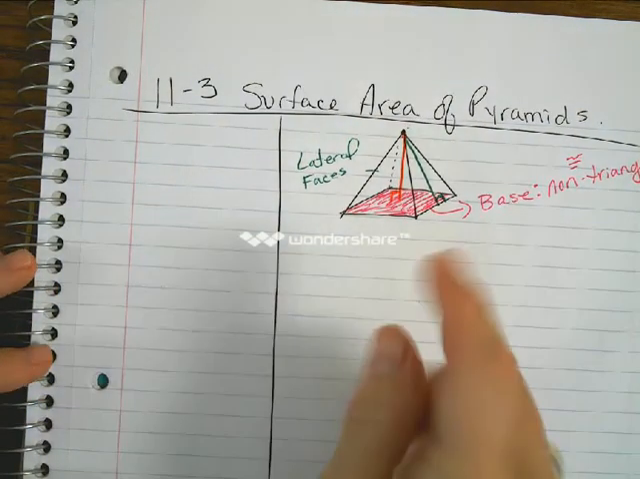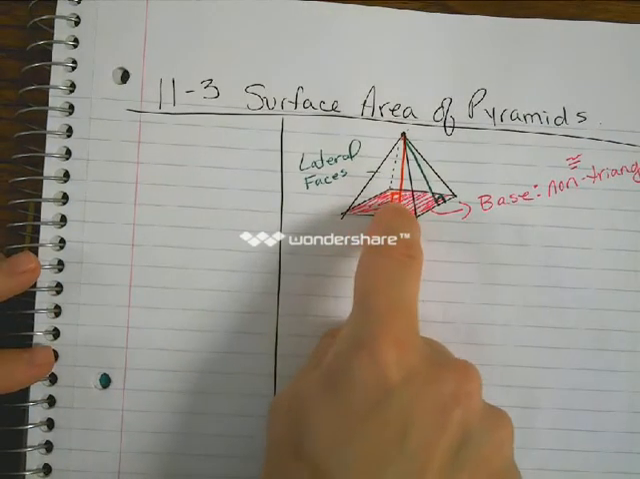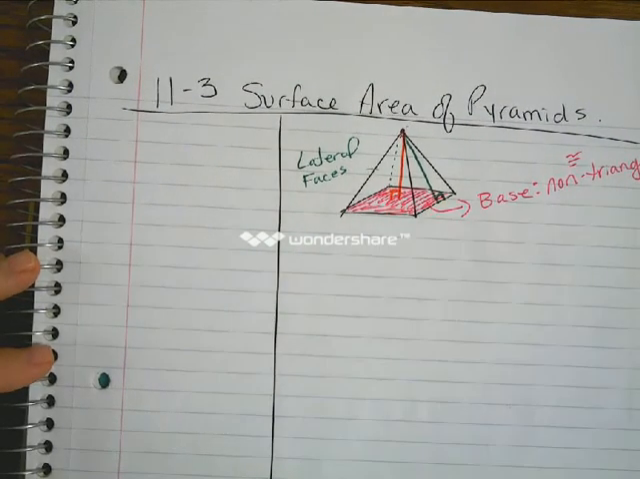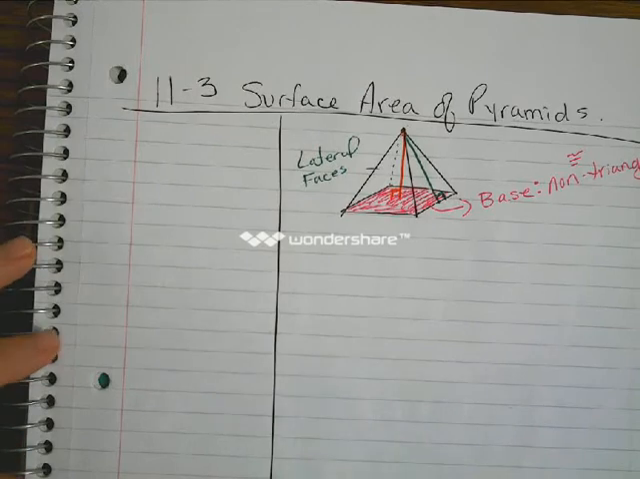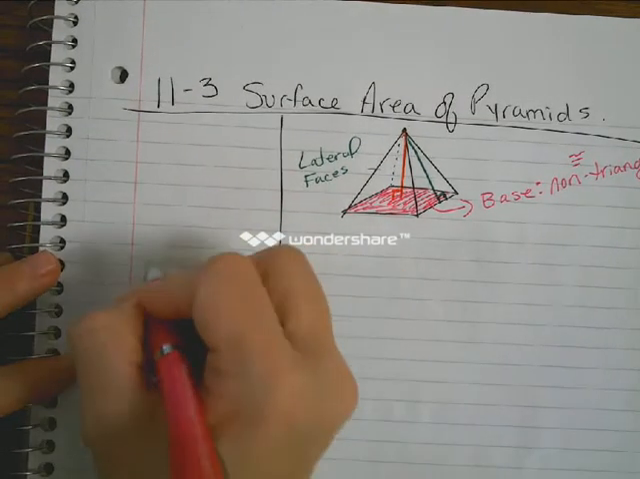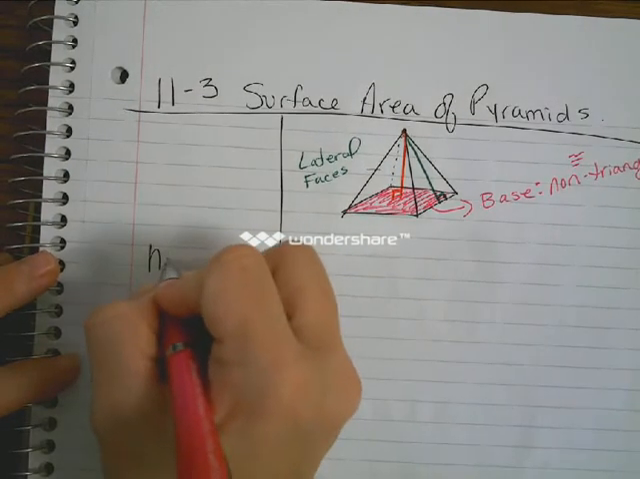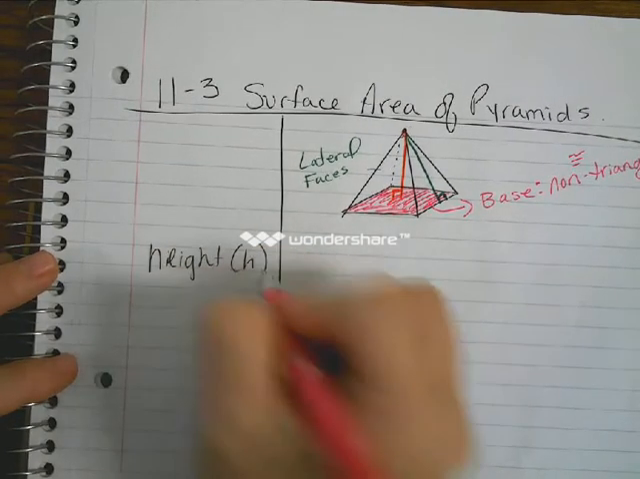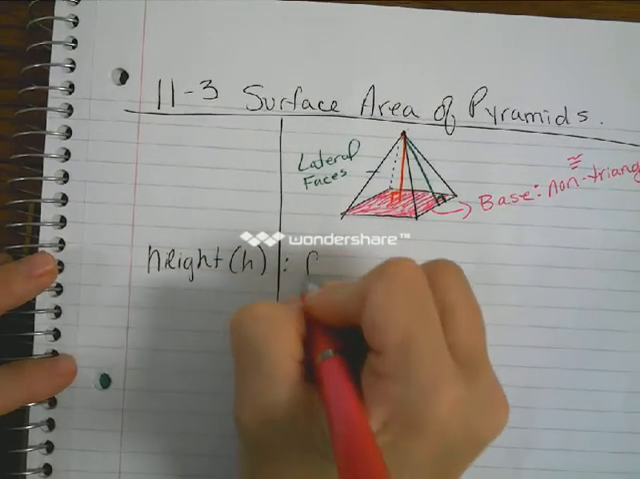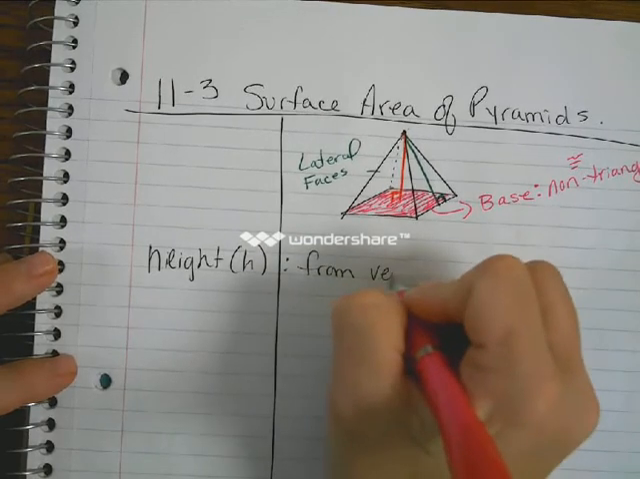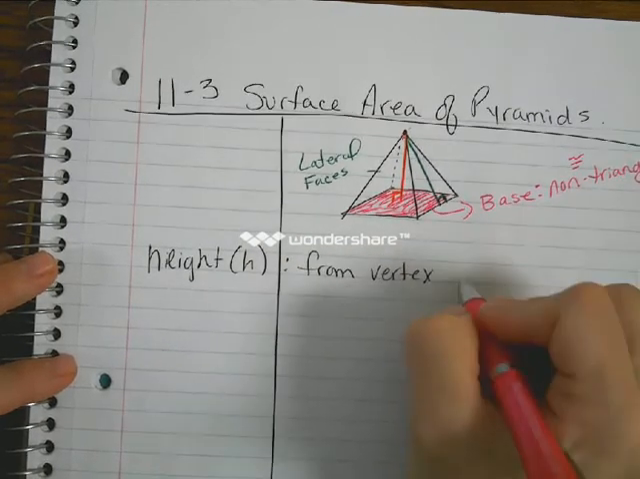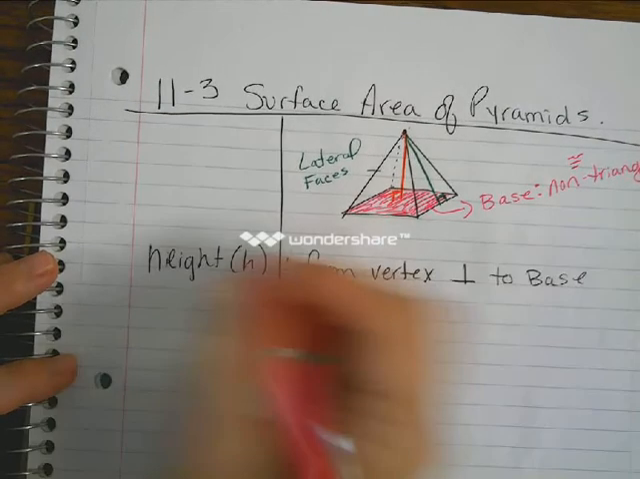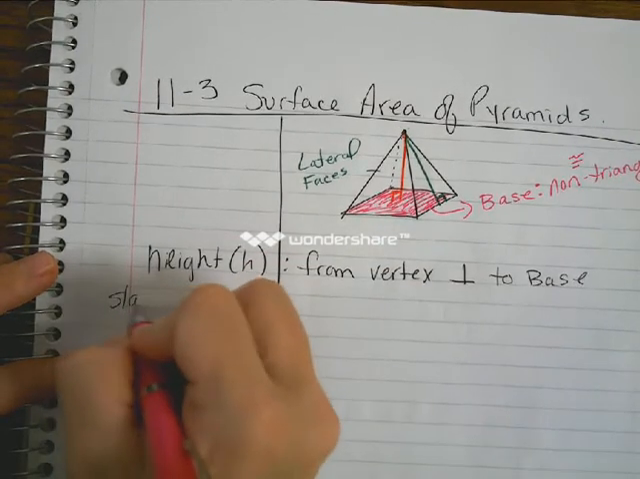Okay. So again, we have height, which we call h, from vertex perpendicular to the base, and we have slant height, which they use a cursive L to identify.